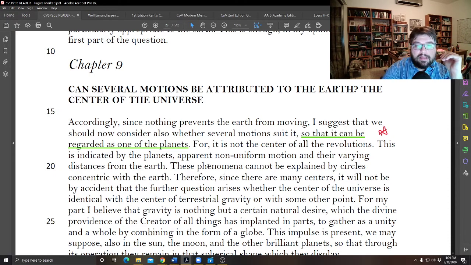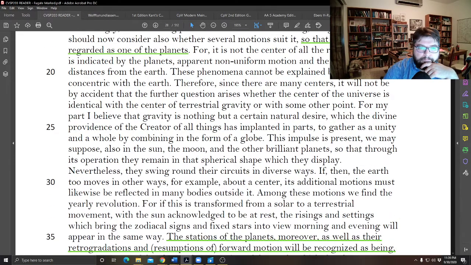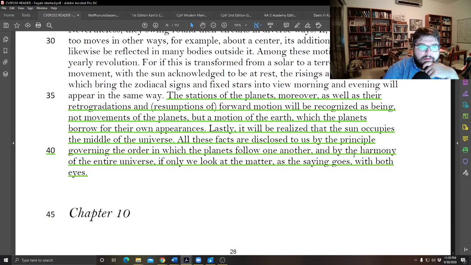We'll see Bruno has a lot of ideas and draws a lot of ideas out of this. So here he says, so what he has been saying, we give all these motions to the Earth, it can be regarded as one of the planets, for it is not the center of all the revolutions, right? The stations of the planets, the places where the planets are at different times, their retrogradations and resumptions of forward motion, will be recognized as being not movements of the planets, but a motion of the Earth, which the planets borrow for their own appearances.